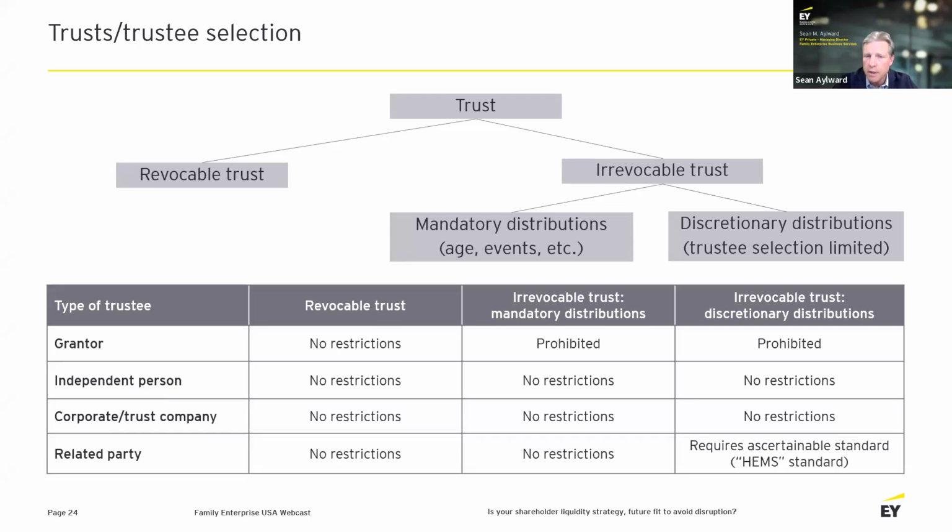And as I said, there are two different distribution standards. There's the mandatory distributions. Those are pretty simple, right? At age 35, distribute one-half of the balance of the trust. At age 40, distribute the balance. There's not a lot a trustee needs to be concerned about when there are mandatory distributions, right? They're obligated to follow the terms of the trust. It's when we have distributions that are discretionary that can cause some concern, right?